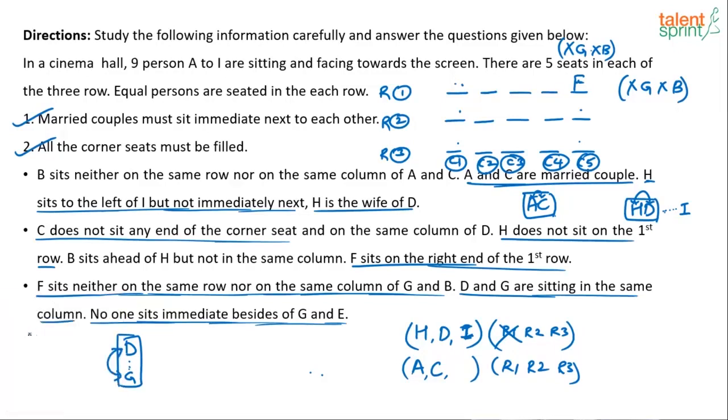So I think one reading has been done. What we have marked so far is only F in the rightmost corner of the first row. We know that G and B cannot come here and G and B cannot come in this column. We know that A and C is a married couple. H, D and I are in the same row where H and D is a married couple. They are either in row 2 or row 3. Right?